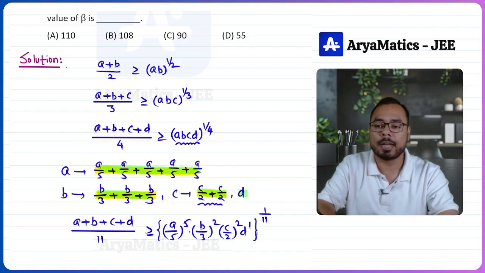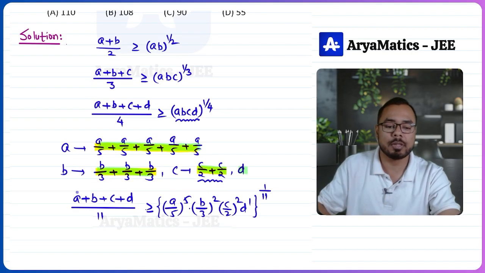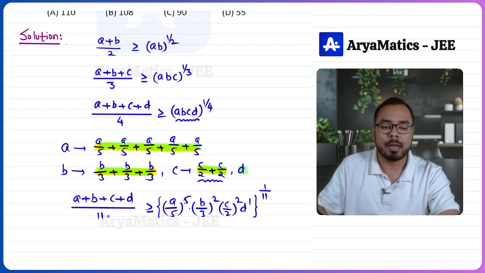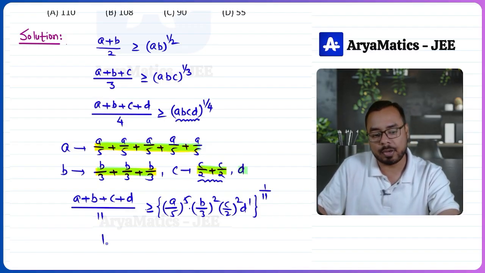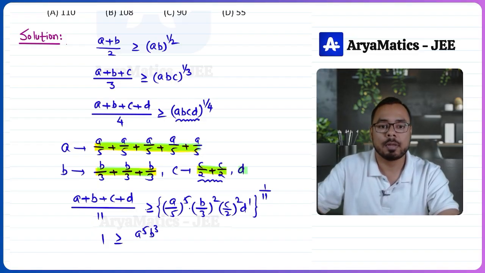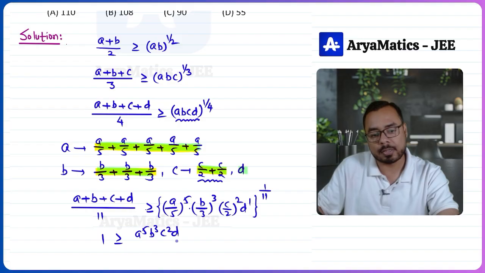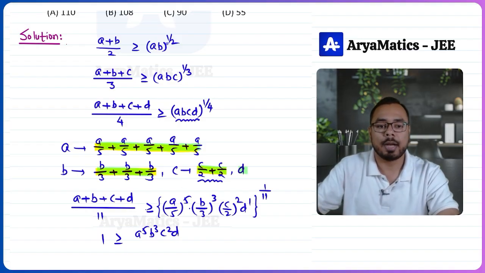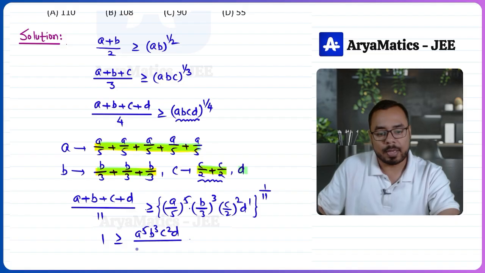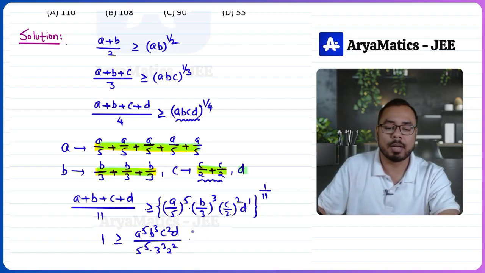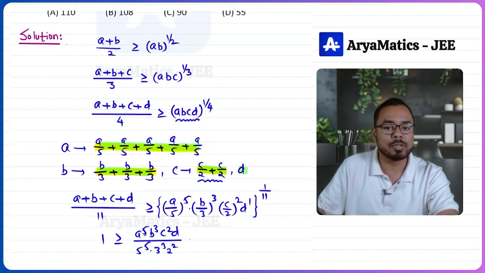And because it was given that A plus B plus C plus D is 11, this left hand side is 11 divided by 11, so that will give us 1. And if I take the 11th power on both sides, then we are going to get 1 is greater than or equal to A raised to 5, B cube, since B we had 3 times, and then C square, multiplied by D, divided by 5 raised to 5, then 3 cube, then 2 square, and then 1. So this is what we are getting.